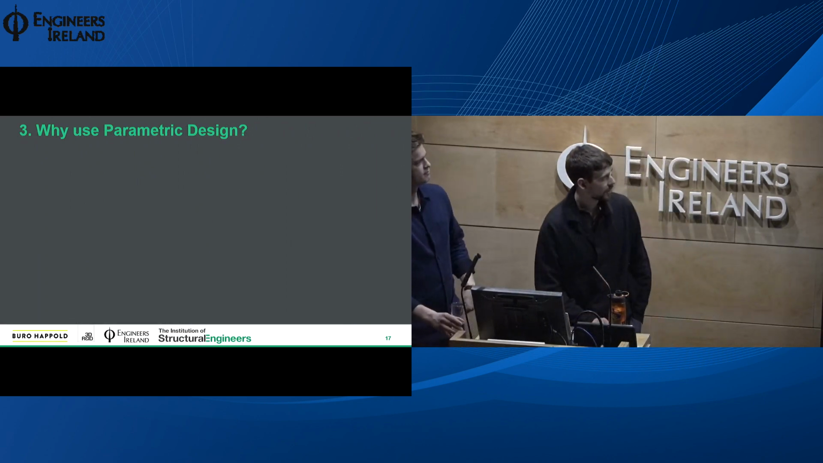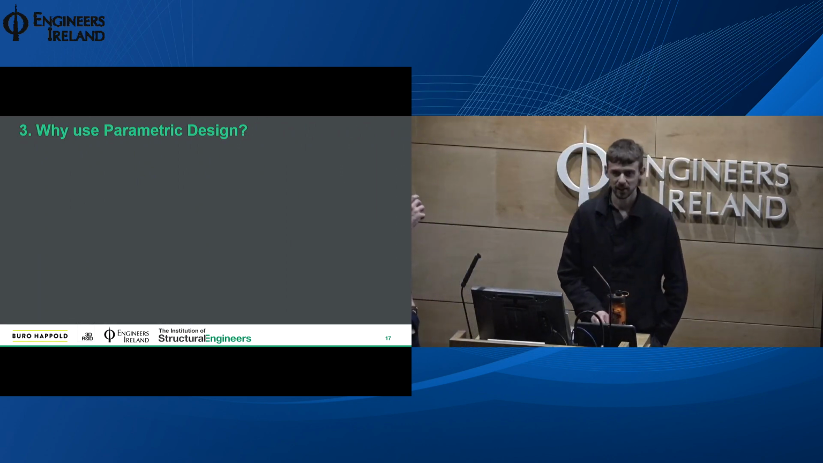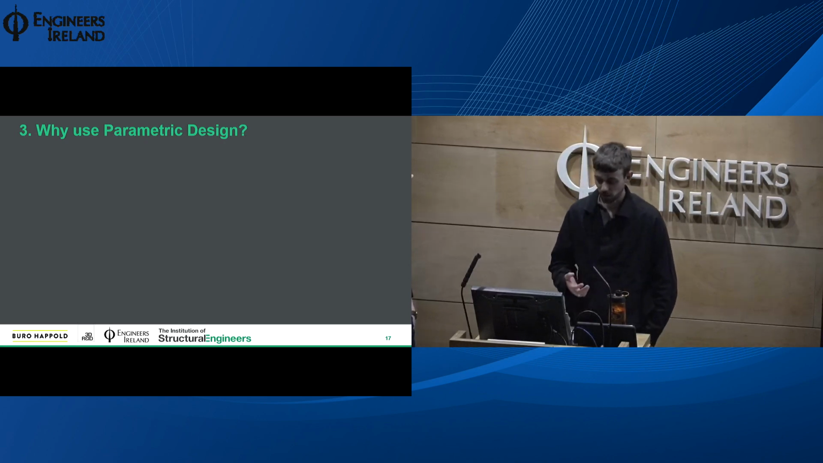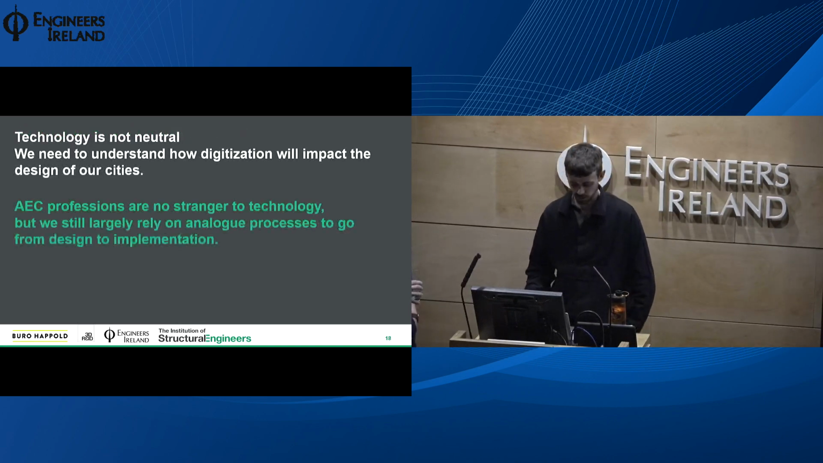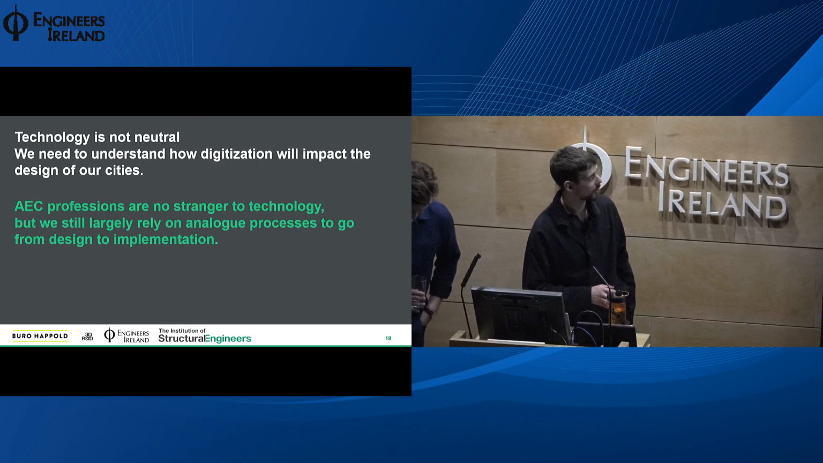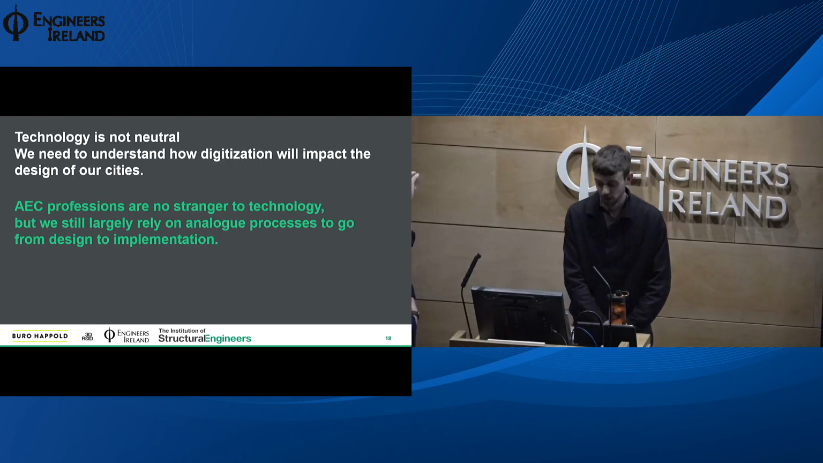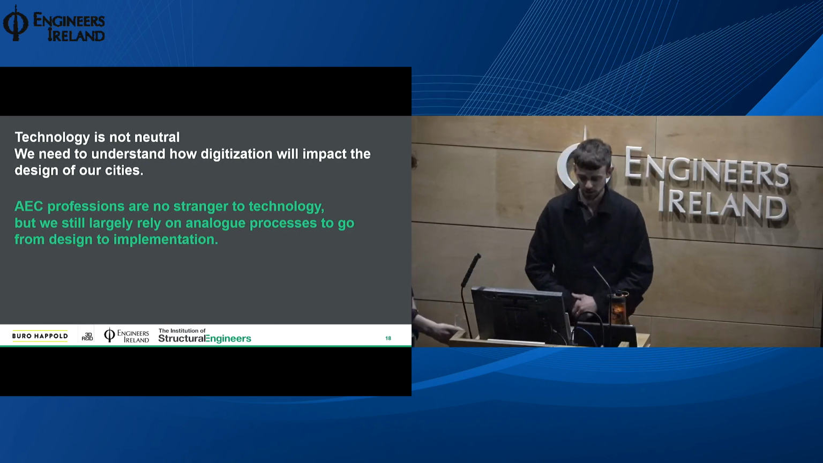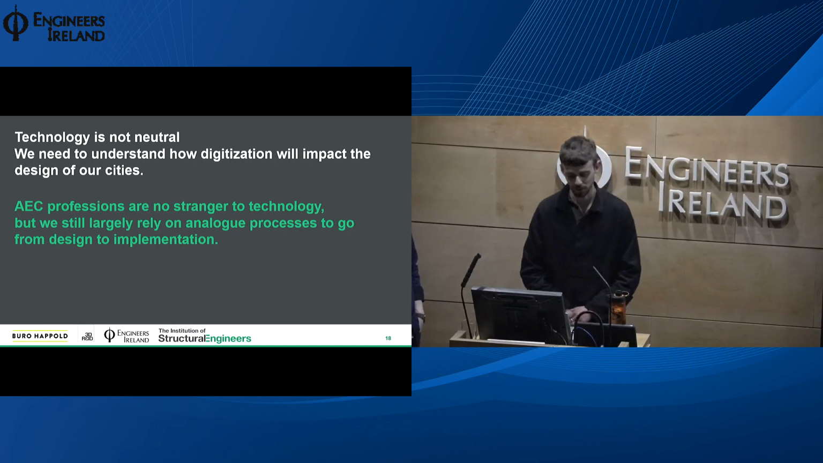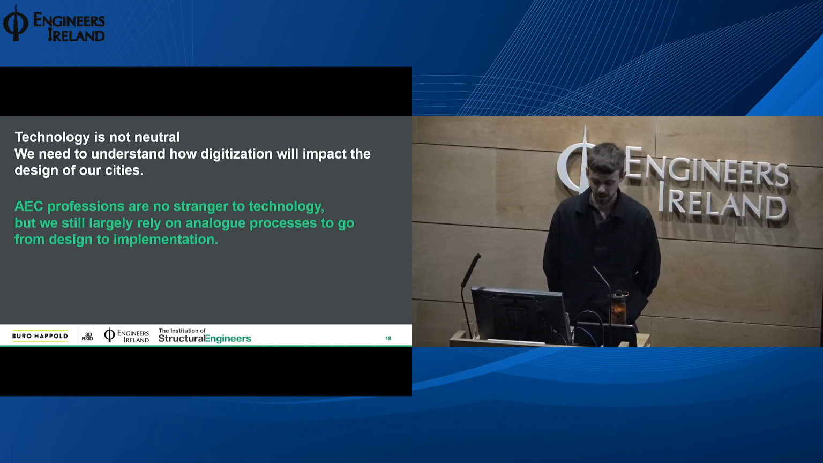So with an understanding of what parametric design is, I guess the next thing to talk about is why would you want to use it? And I'll start this off with a few kind of marketing-y spiel type quotes, but I think they're quite useful for just guiding our thoughts into this. Technology is not neutral. We need to understand how digitization will impact the design of our buildings and cities. And then also, AEC professions are no stranger to technology, but we still largely rely on analog processes to go from design to implementation.